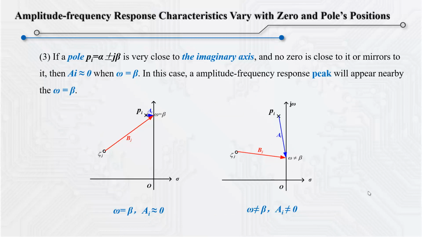Thirdly, if a pole is very close to the imaginary axis, such as this p_i, and there's no zero nearby, nor exists a mirror zero, then when omega slides near this pole, the modulus of the pole vector will approach zero. Hence, a peak of the amplitude frequency response will appear near this omega.